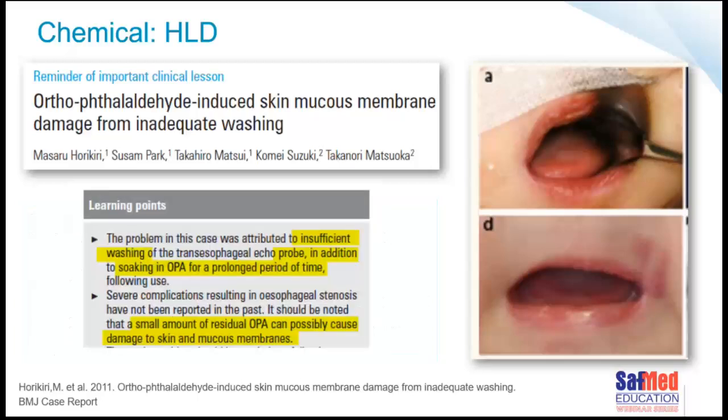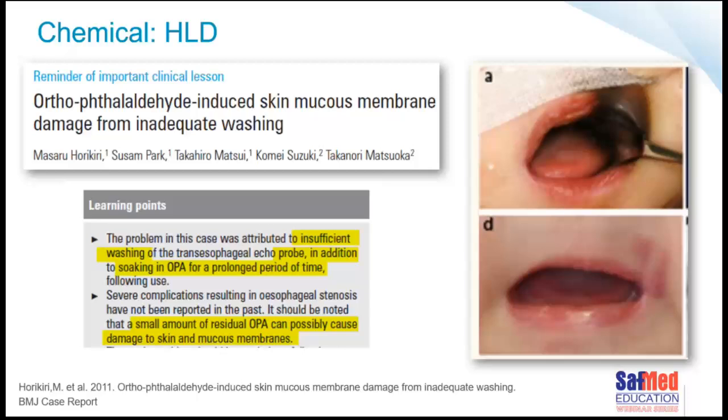They then, in the summary, in the conclusion and the learning points, state a few things that went wrong when they were doing this procedure. One, they didn't wash properly. That was the very first issue. Secondly, the TOE probe was soaked for an extended period of time in the OPA. Was that necessary? Definitely not, and not following the instructions for use. And then there was the fact that a small amount could potentially cause damage to skin and mucous membranes. I think that's quite evident with what we see on the child's mouth.